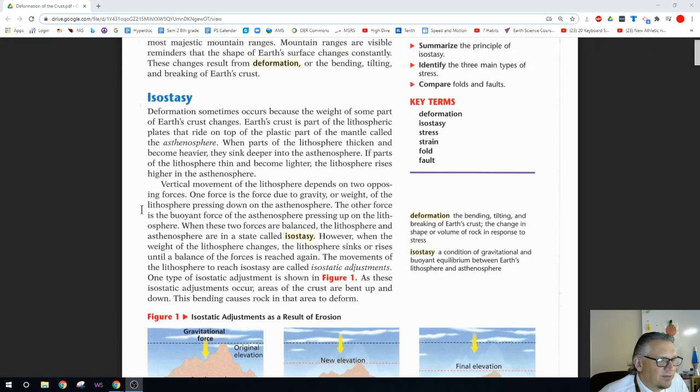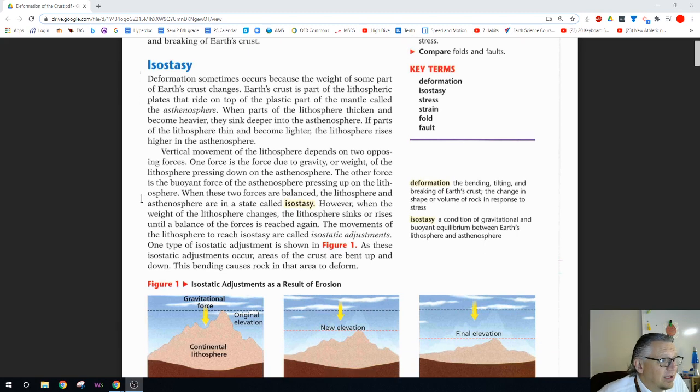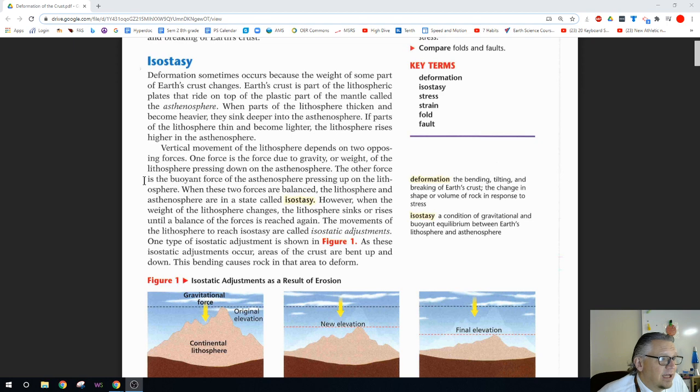Vertical movement of the lithosphere depends on two opposing forces. One force is gravity, or the weight of the lithosphere pressing down on the asthenosphere. The other force is the buoyant force of the asthenosphere pressing up on the lithosphere. When these two forces are balanced, the lithosphere and the asthenosphere are in a state called isostasy. However, when the weight of the lithosphere changes, the lithosphere sinks or rises until the balance of the forces is reached again. Movement of the lithosphere to reach isostasy is called isostatic adjustment.